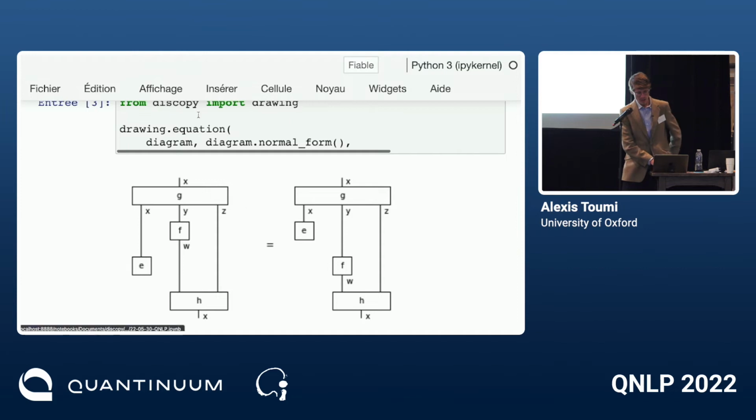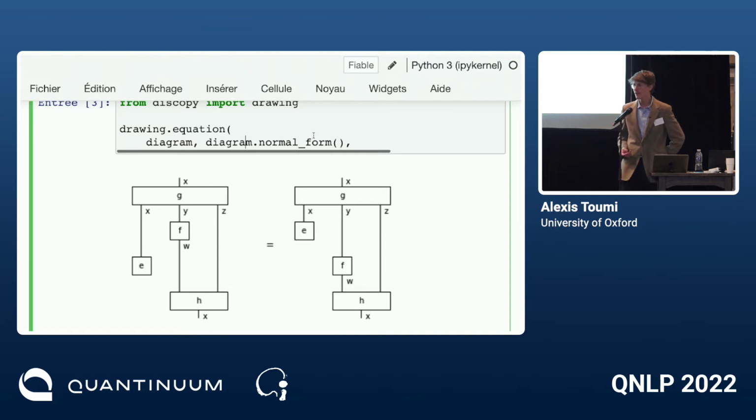So here I have my diagram that I've defined before. I have the normal form of the diagram on the right. And if you call diagram.normal_form, you will get the one on the right. So that's a way of checking if two diagrams represent the same process. You can also use it to do optimization.